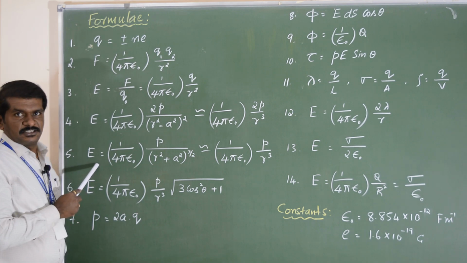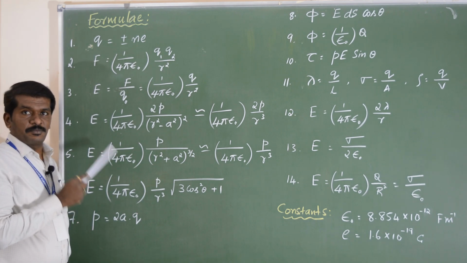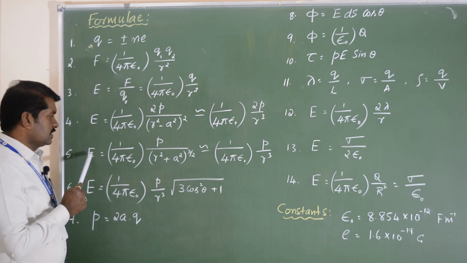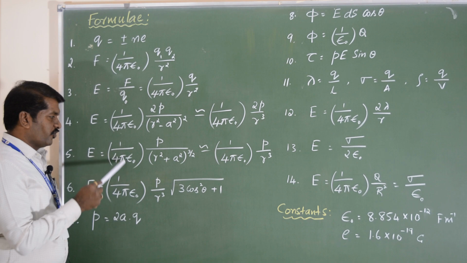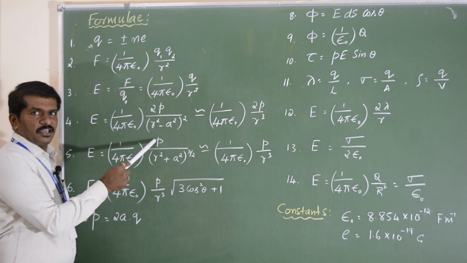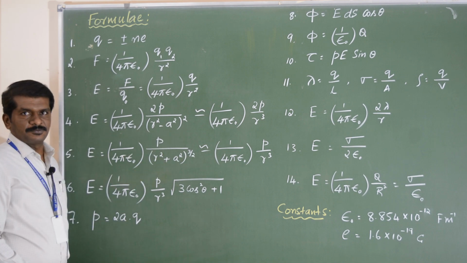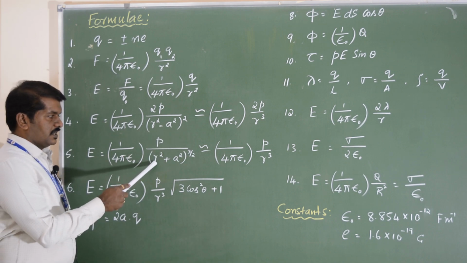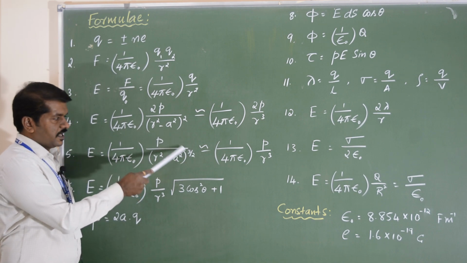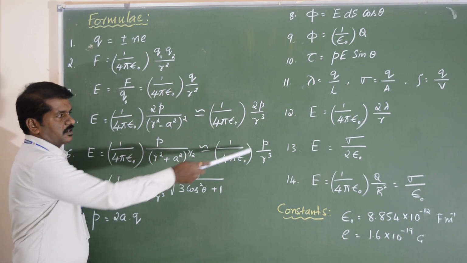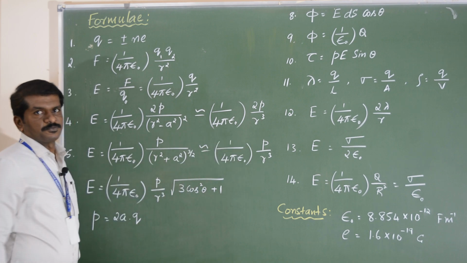This is the expression for the electric field intensity at a point due to a dipole on the equatorial line, given by E = (1/4πε₀) p / (R² + a²)^(3/2). As I told you, if R is very much greater than a, then a² can be neglected, and the expression becomes (1/4πε₀) p/R³.